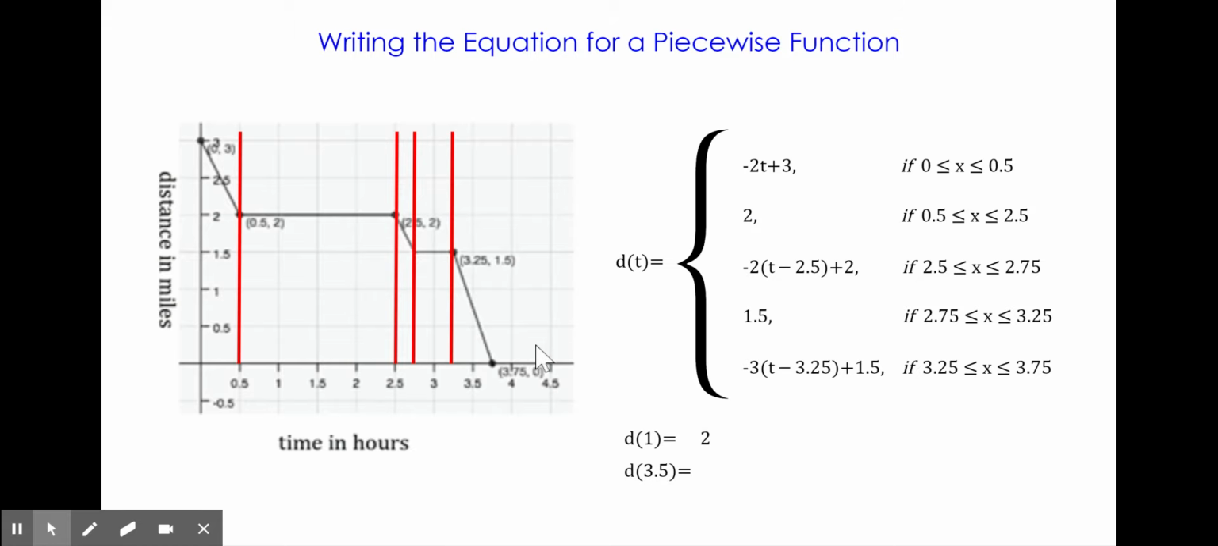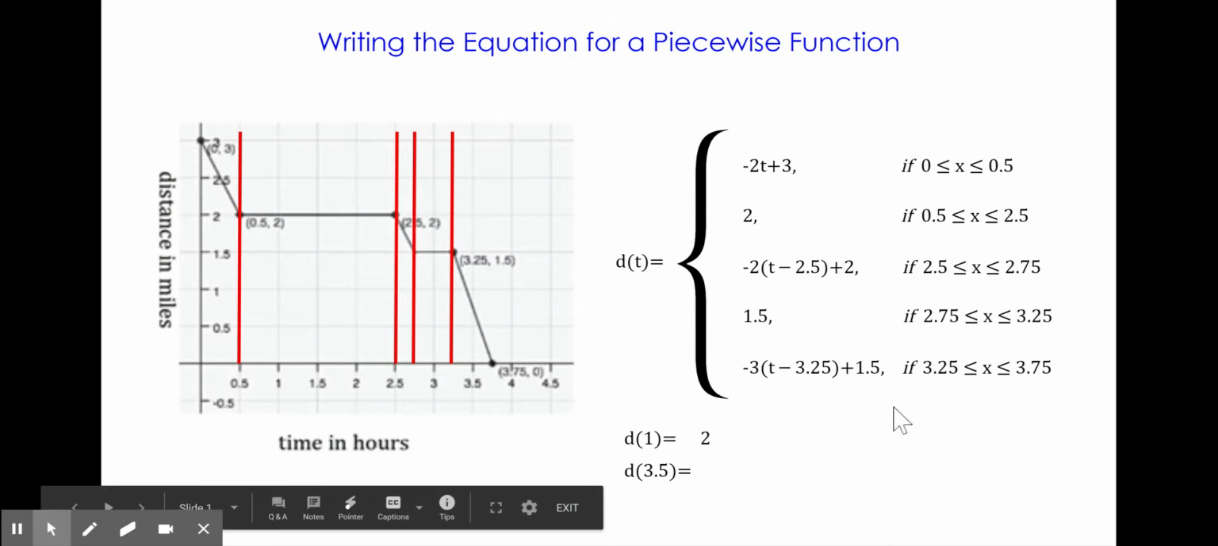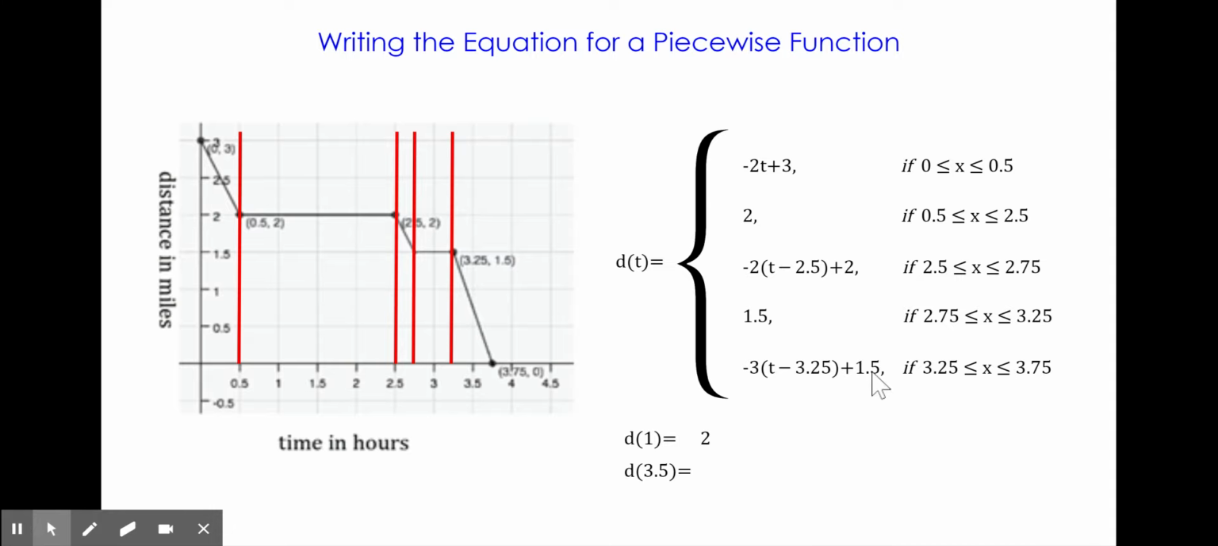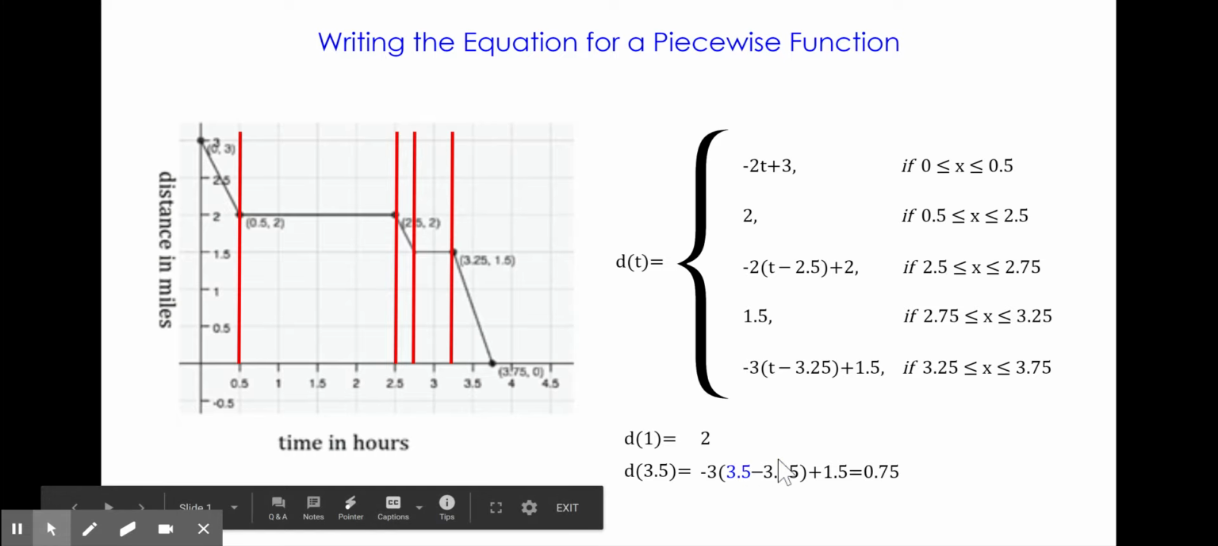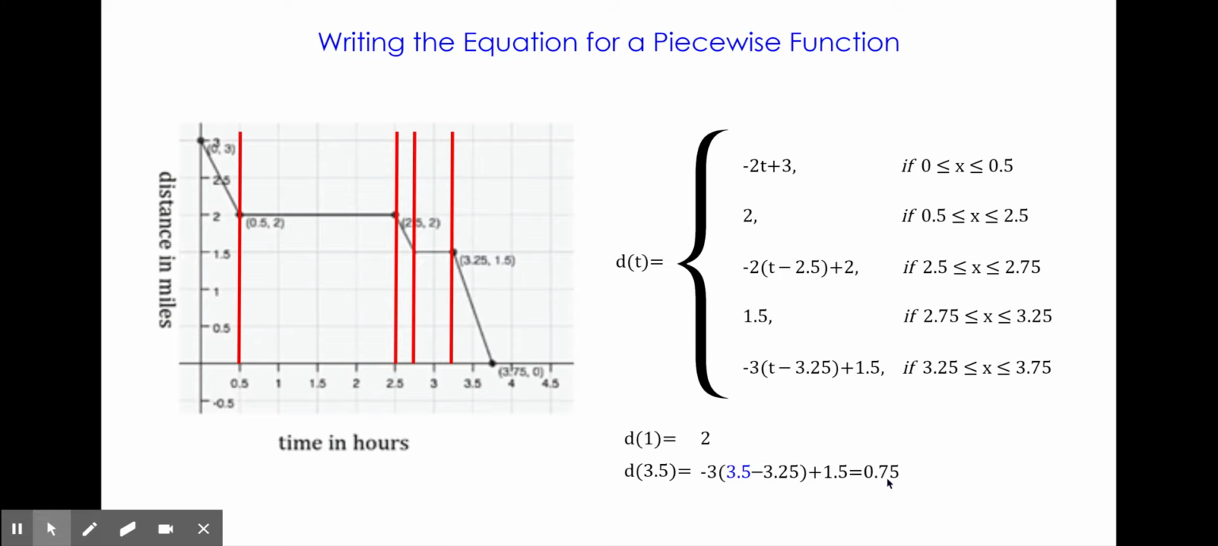If we wanted to find out how far he was from home at a time of 3.5 hours, it's a little unclear using the graph, so we will find where 3.5 falls in the intervals. It falls in this final interval, and so we can substitute 3.5 in for t to find out how far he was from home. And we can see that he was 0.75 miles from home, or 3/4 of a mile.